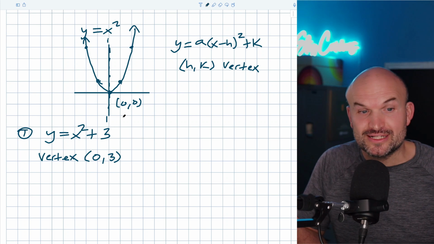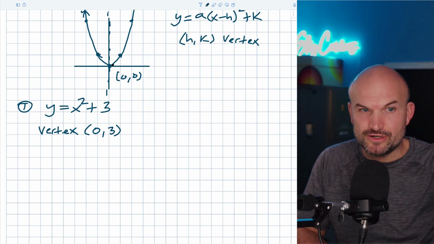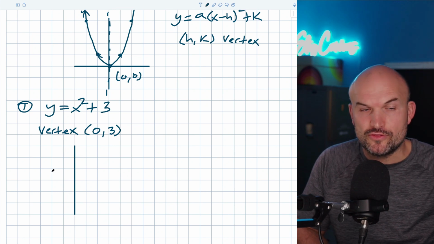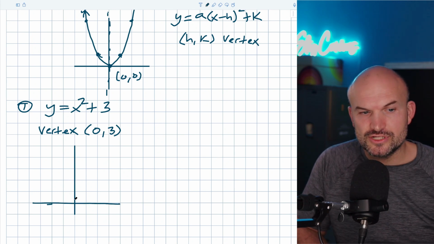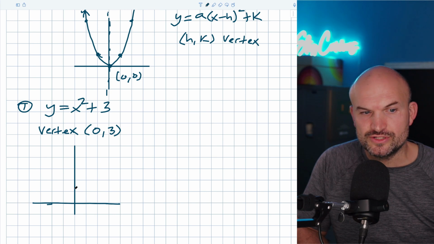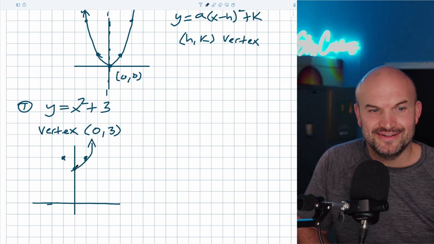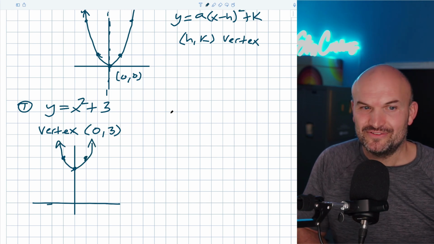Now there's no other transformation going on. So if my vertex went from 0, 0 to now 0, 3, hopefully you recognize all that happened was the graph got shifted 3 units up. So I can just go from 0, 0 to 0, 3, right? And again, we can go over 1, up 1, over 1, up 1. And therefore that's not our best, but there is our nice, lovely graph.